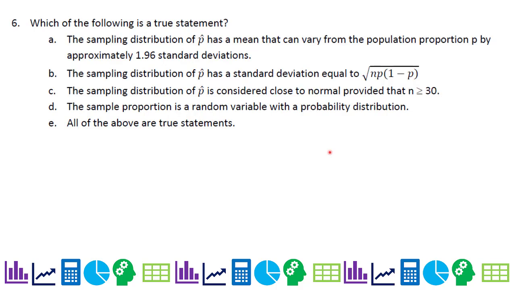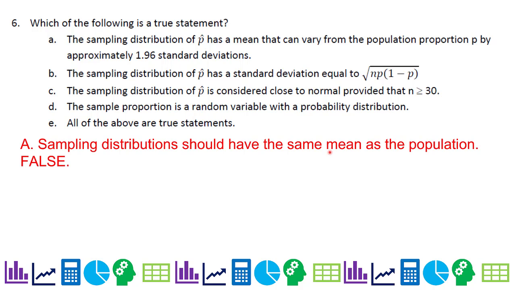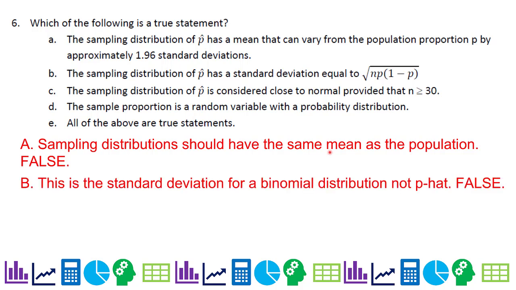Number 6, which of the following is a true statement? A, the sampling distribution's p-hat has a mean that can vary from the population proportion p by approximately 1.96 standard deviations. Actually, sampling distributions should have the same mean as the population, so this is false. B, their standard deviation is close to square root of n times p times 1 minus p. That's actually the standard deviation for a binomial distribution, not p-hat, so that is false.